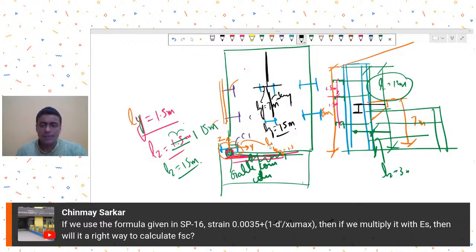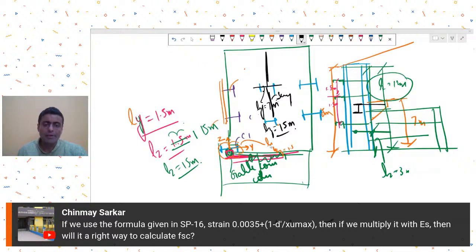Mr. Chinmay is continuing with his first question that he had asked about the FSC calculation. So he's saying if we use the formula given in SP16, strain is equal to this. Yeah, that's what I'm saying. You don't know the XU max upon D ratio over there. If you don't know that ratio, you will be unable to calculate it.